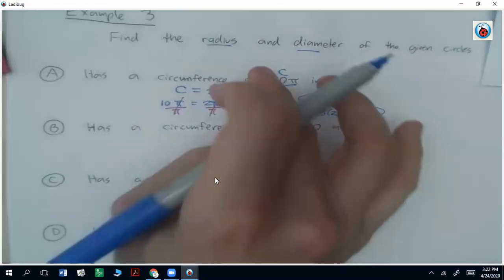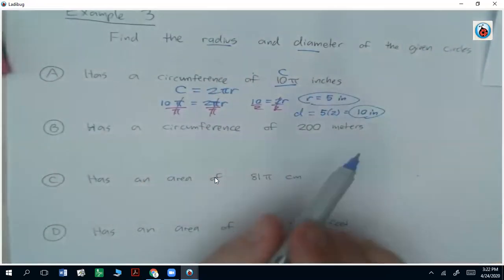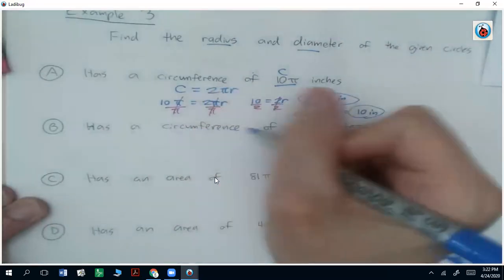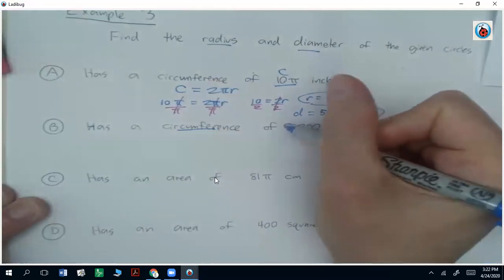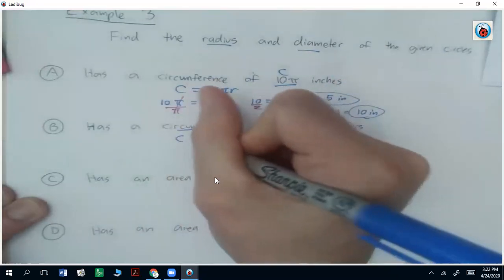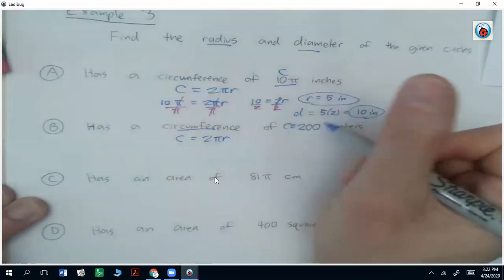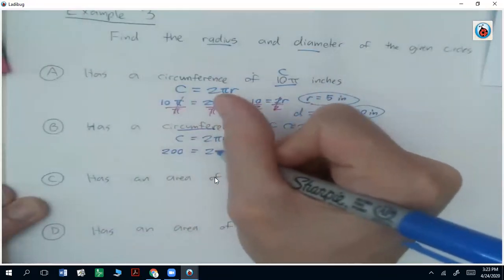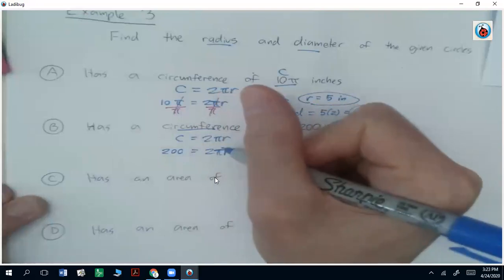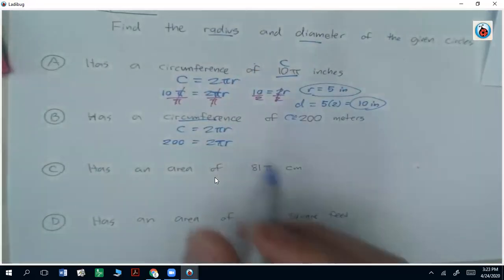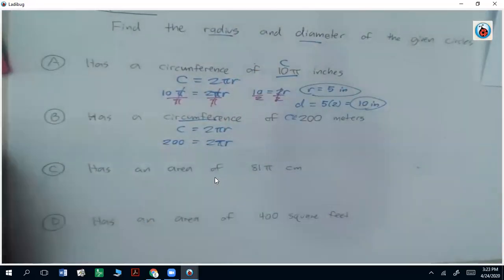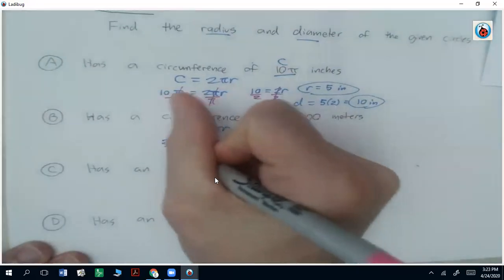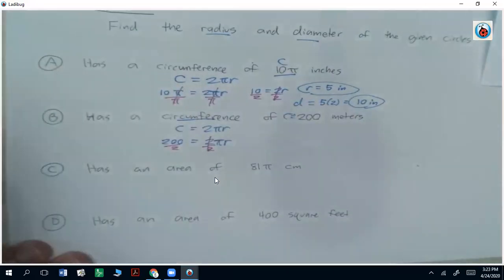Now let's look at it from a different perspective. In this problem for letter B, it doesn't have a pi in it. It's still giving you the circumference. So since c equals 2 pi r, we're going to just put 200 in for c, not 200 pi. You can notice that it doesn't have a pi to cancel out. So what I would do first is divide by 2. Get that down to 100 equals pi r.